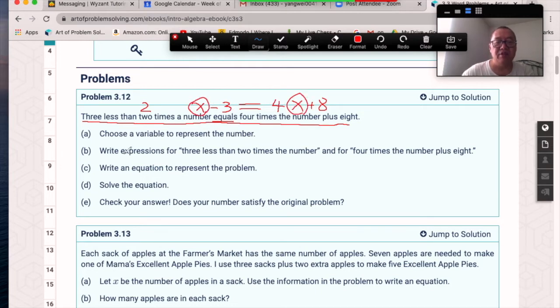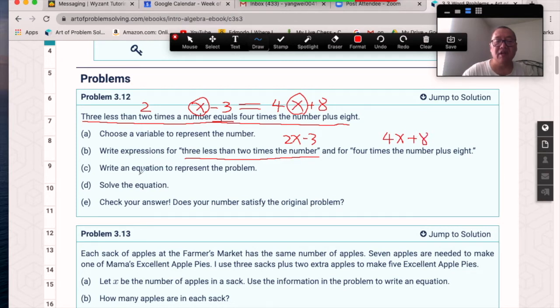Then B, write an expression for 3 less than 2 times the number. Okay, this number is x. 2 times this number, that's 2x. 3 less than this, so then minus 3. And for 4 times the number plus 8, that means 4 times x plus 8.